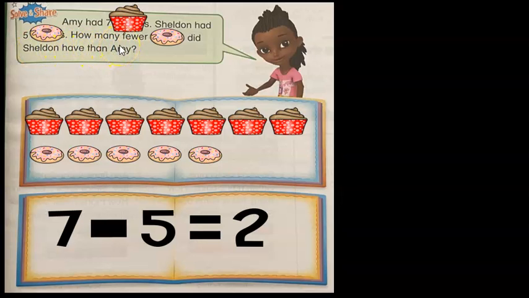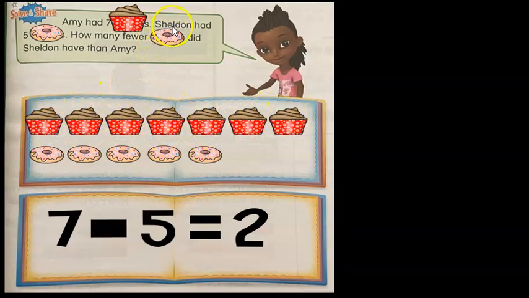Now, first graders, to solve this problem, how many cupcakes did Amy have? 7. Right here it tells us 7. So look down here. We have 7 cupcakes lined up right here. This is how many Amy had. Let's count together. 1, 2, 3, 4, 5, 6, 7. So there are 7 cupcakes here.